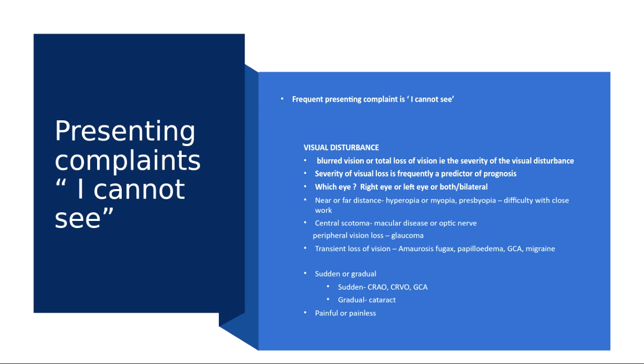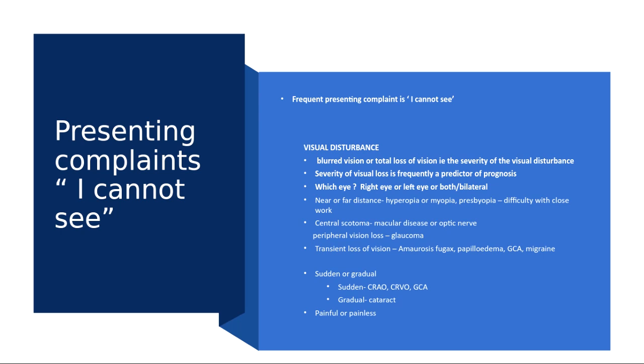Another question that you have to ask is, is the visual loss transient? How long does it last? Does it last for a few seconds, a few minutes, or is it sustained, persistent or permanent? So you have to ask about the duration of the visual loss. If the patient tells you, I lose vision for a second or two, and then it comes back, then you're thinking of something completely different, as opposed to someone who tells you, I have blurred vision and it's always blurred. If it's transient loss of vision, you're thinking of things like amaurosis fugax.